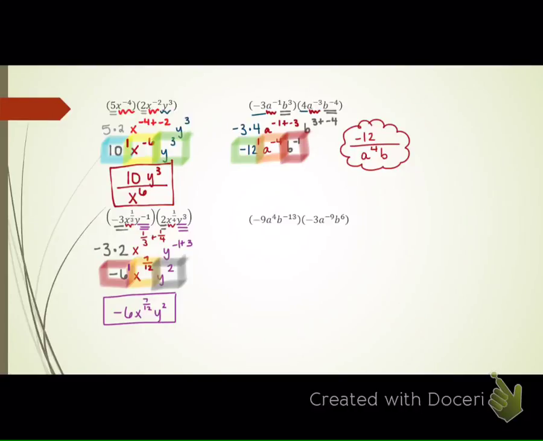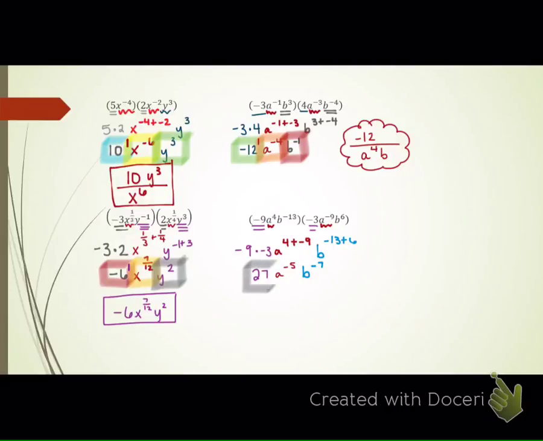All right, Brian. So I multiply -9 and -3. What do I do with a to the 4th and a to the -9th? You add the exponents. So I have 4 plus -9. Alyssa, what do I do with the b values? You have to add them. -13 plus 6. Okay. So I get 27, a to the -5th, b to the -7th.